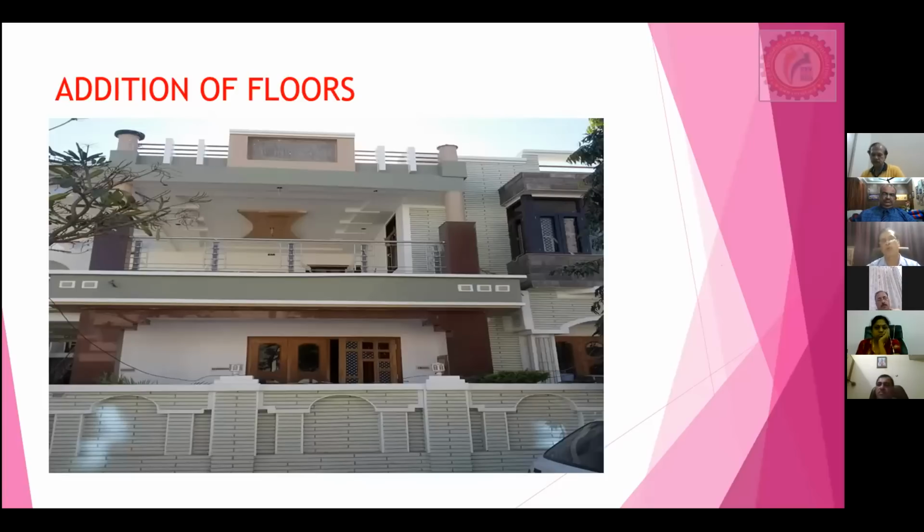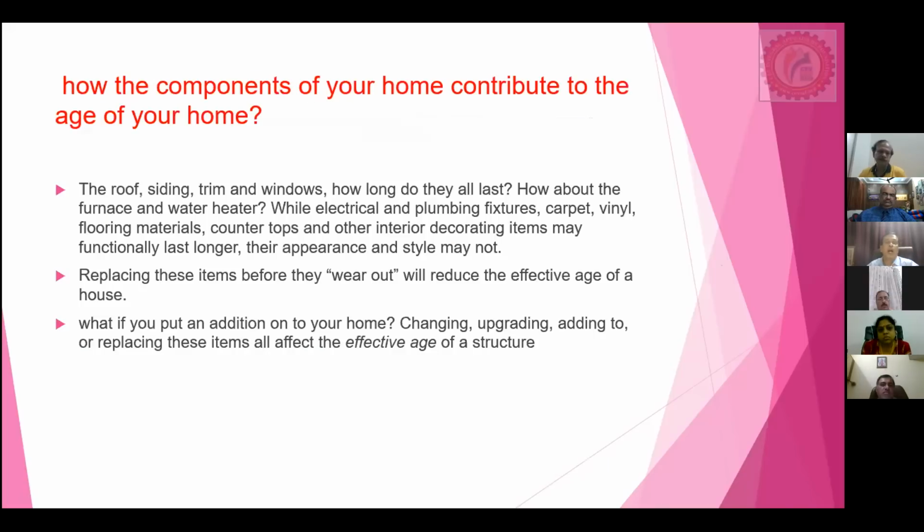So usually in almost all types of buildings. Now you take the case of this building itself. As per the records, the ground floor has been constructed in a different year. But at the time of constructing the first floor, he has made some alterations and he has added the first floor. We have seen a number of such cases in our practical visits also. Ground floor in one year, second floor in another year, third floor in another year. Now, how to get the solution for this one? How do the components of your home contribute to the age of your property?